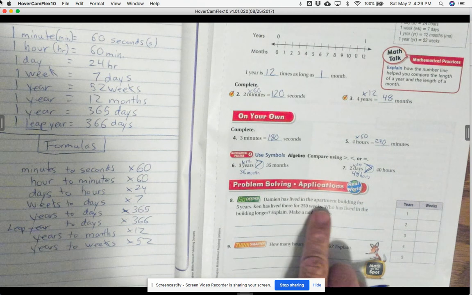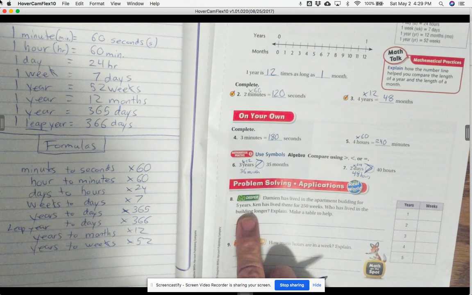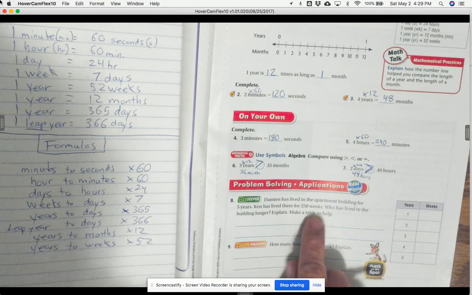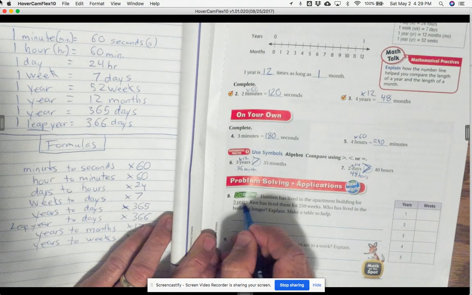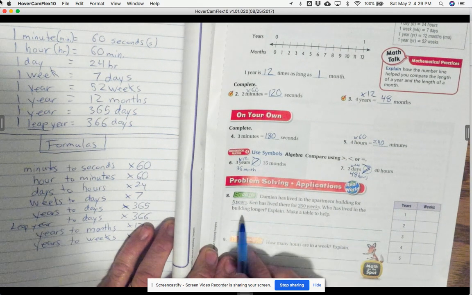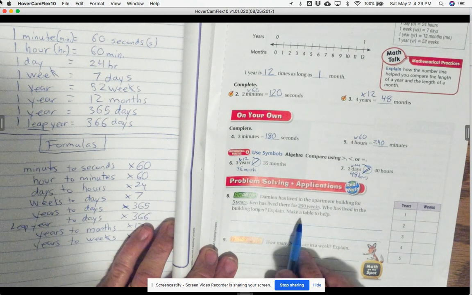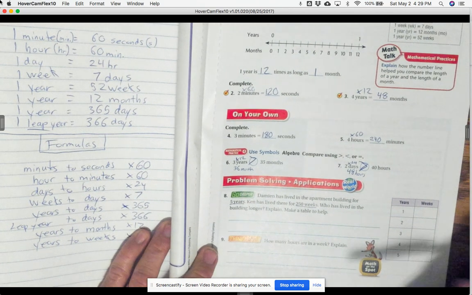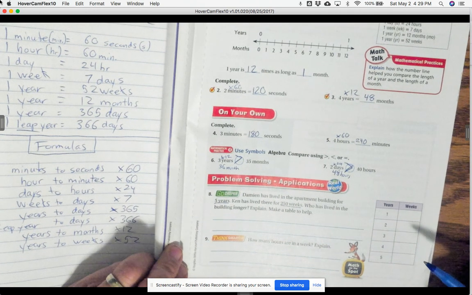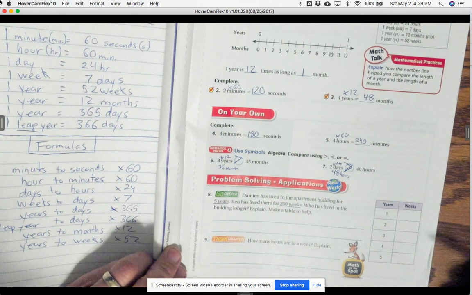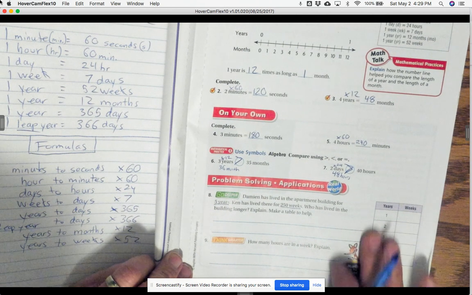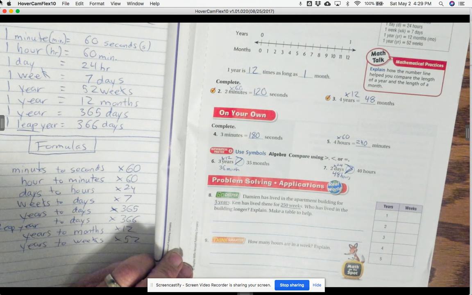Damon has lived in the apartment building for 5 years. Ken has lived there for 250 weeks. So years, weeks. Who has lived there the longest? Explain, make a table to help. Well, I know on your online math book you won't have this table. Scratch paper, of course, is helpful. What we're doing here will be extremely helpful.